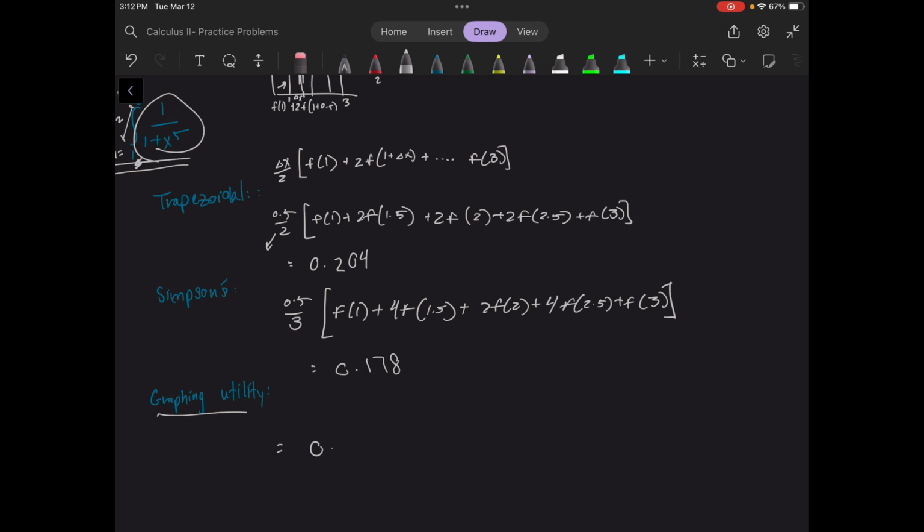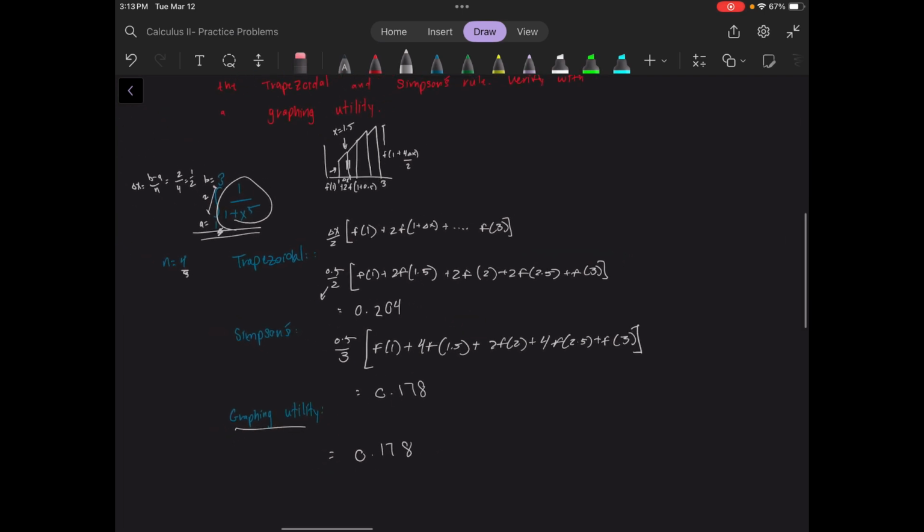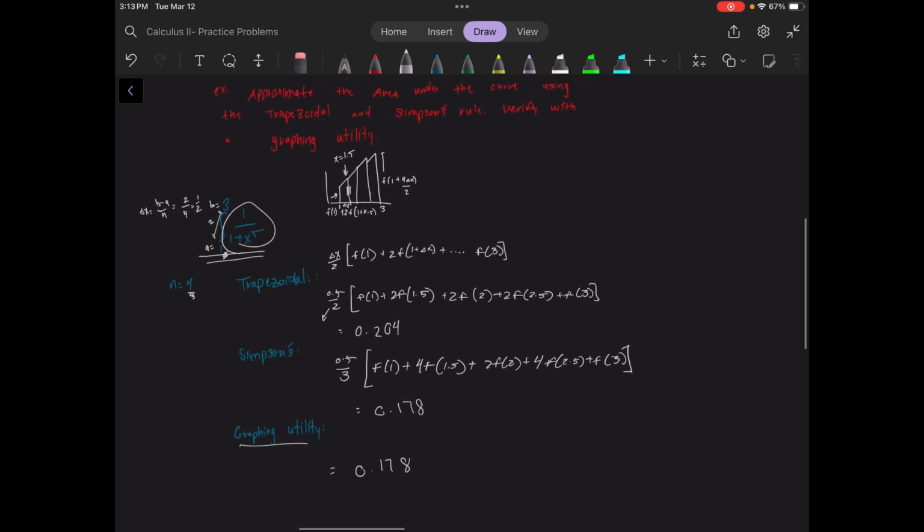it looks like we just get 0.178, right? There were some more decimals, this was just rounded, but they're pretty good approximations, right? Even the trapezoidal rule was not that far off. So that's how we use the trapezoidal rule and Simpson's rule to approximate this integral.